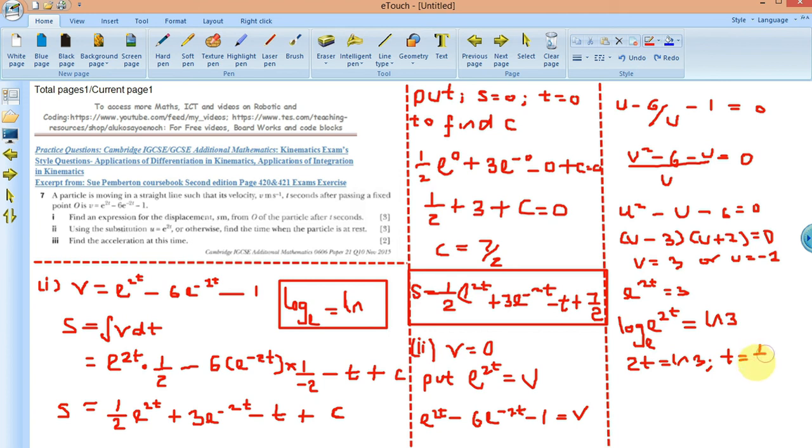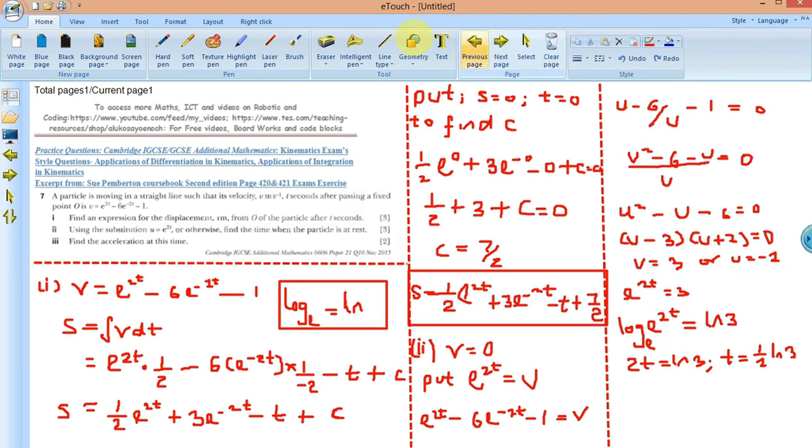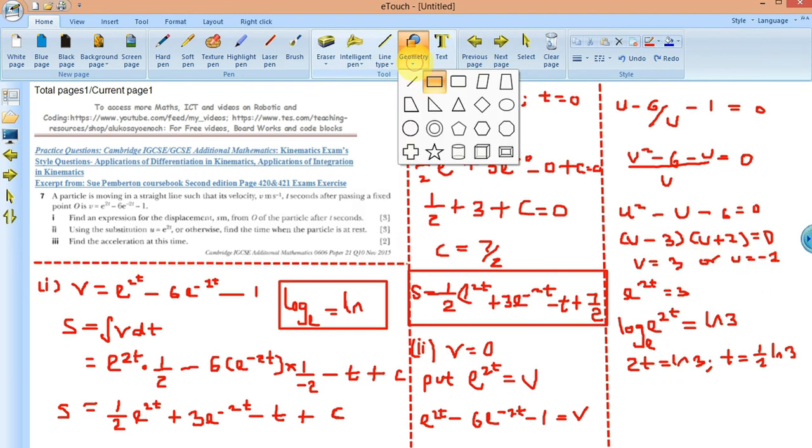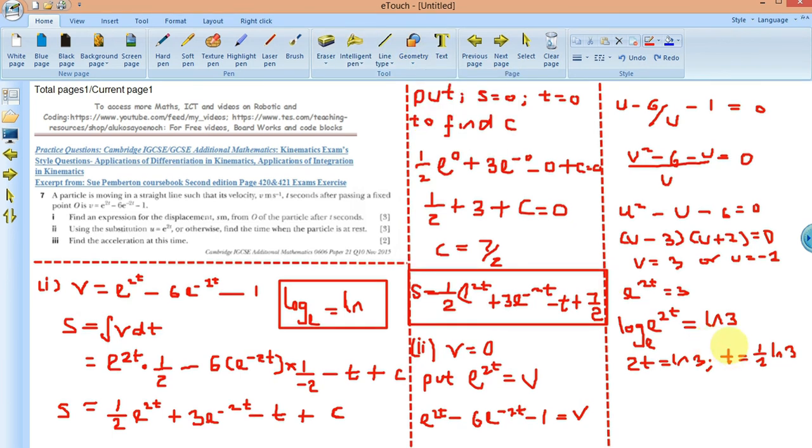Half ln 3. So if you want to repeat the same for the second one, when exponential 2t equals minus 2, you end up with something like 2t equals ln minus 2. And ln minus 2 is undefined. So that is not a real true solution. So the only solution is u equals 3, because it can't be a negative value. You can't have a negative value. So this is the solution now.